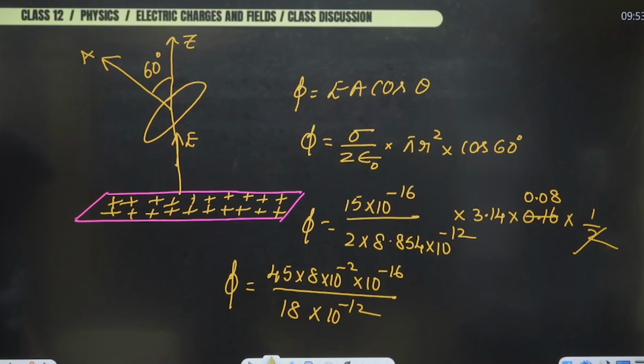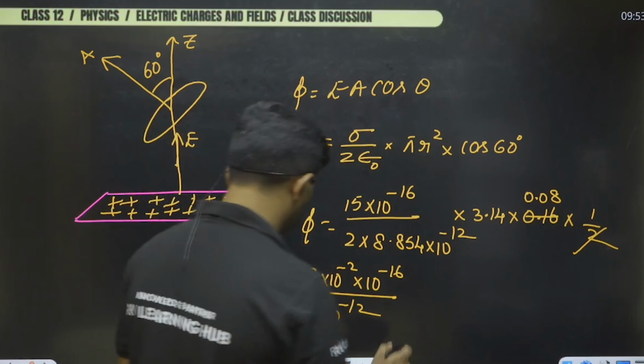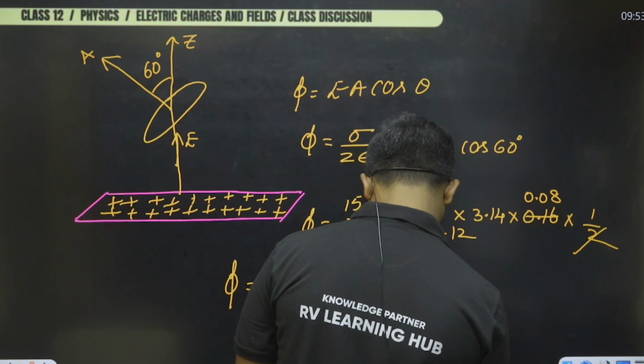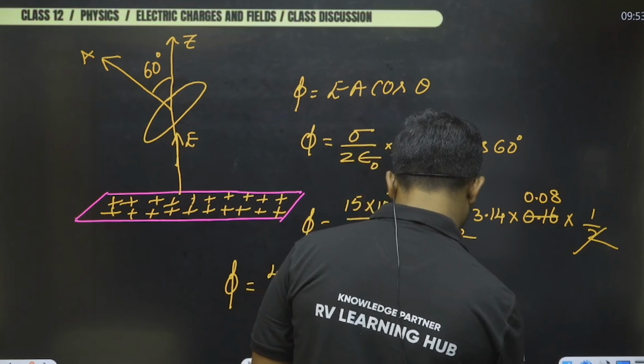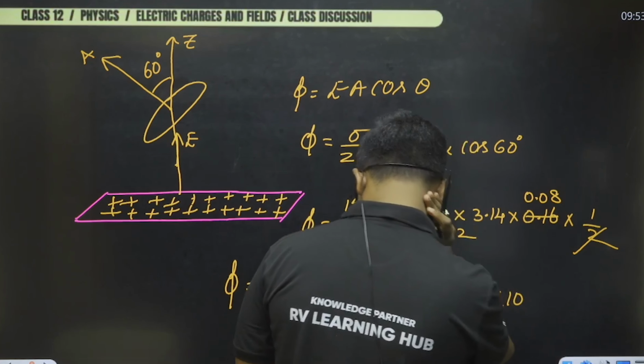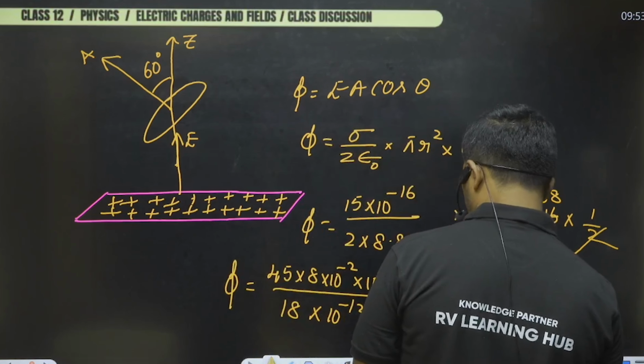So whenever we do simplification here, we will get approximately 0.209 into 10 to the power of minus 16 plus 12.